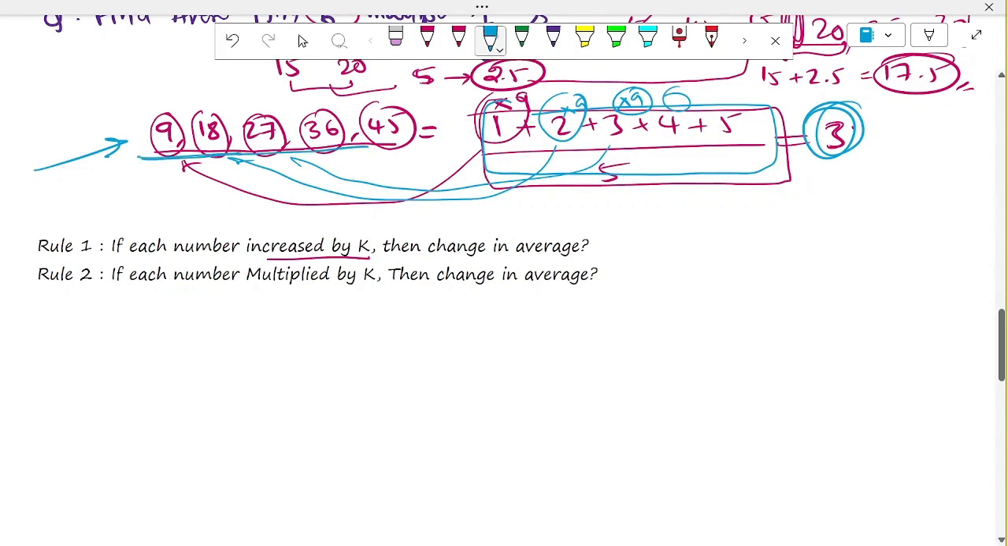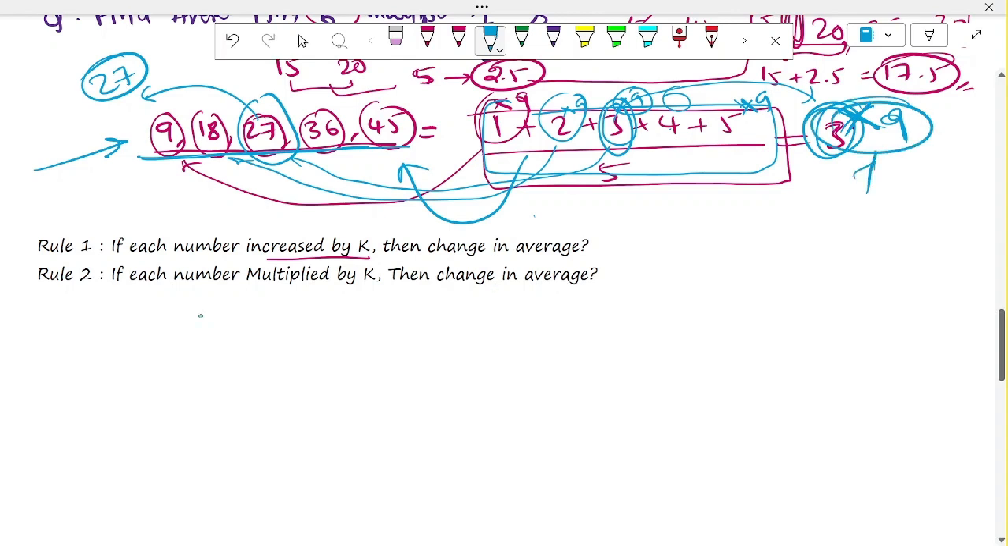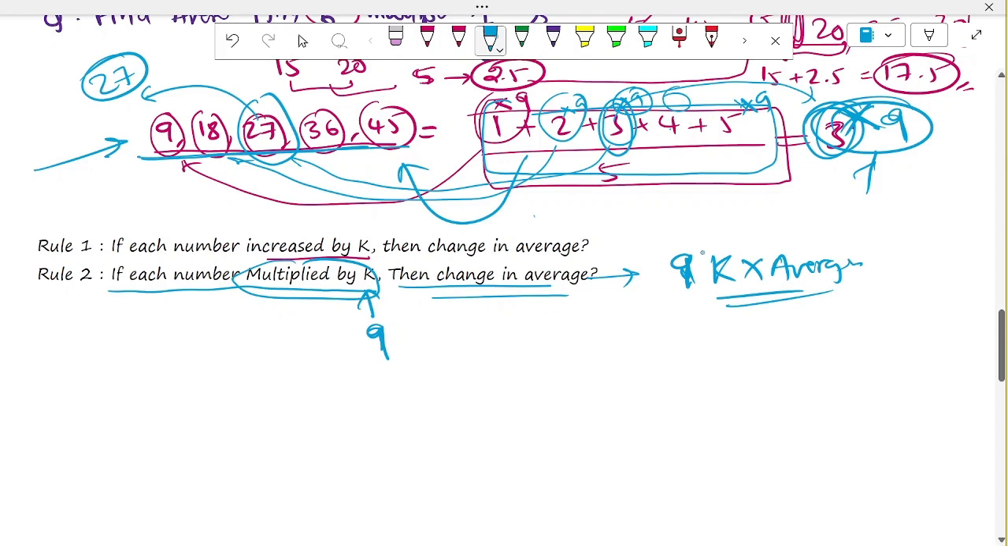So if you find the average of these 5 numbers, what you are getting? The answer was 27, right? So here the average is 3. If you want to see how the difference is between these two series, if you are multiplying 9 for each of the numbers, you should multiply the average also with 9. That is the rule here. If each number is multiplied by k, in this case k is equal to 9, then the change in average is what? K into the average value. This is a rule.